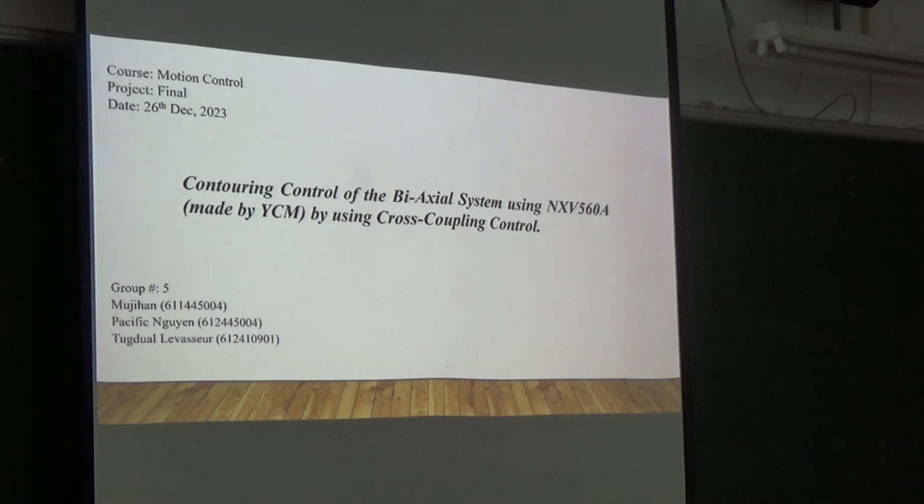Hello everyone. We are group 5 and this is our project title. We try to control the bi-axial system using the NXP 5608 by using cross-coupled control.